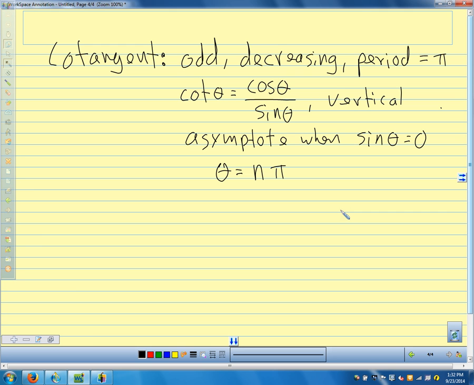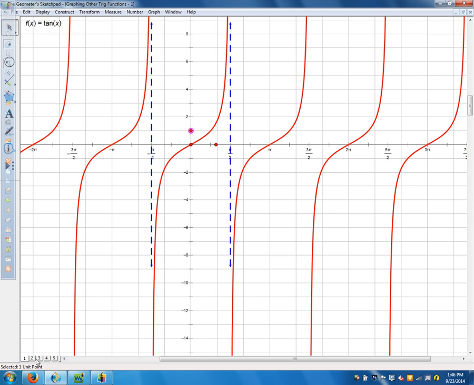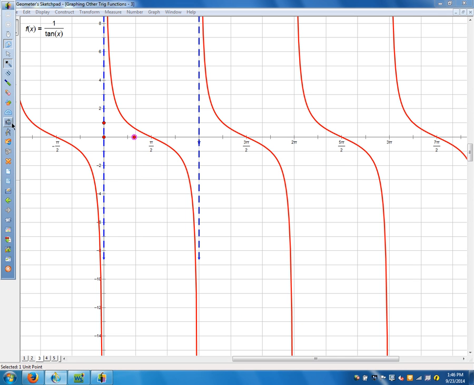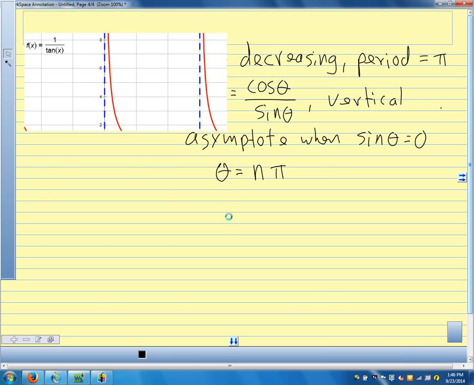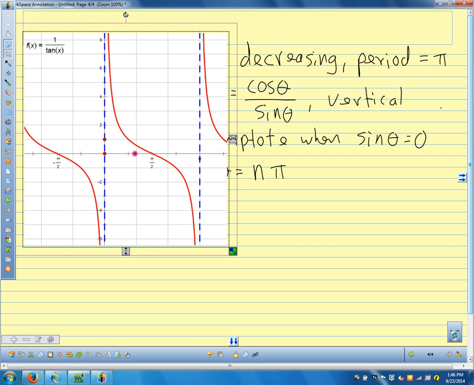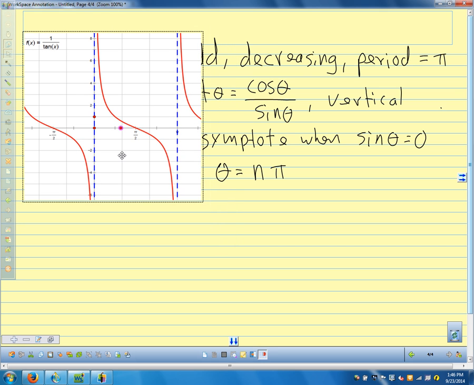So the big difference between tangent and cotangent is that cotangent is decreasing. So rather than going up from left to right, it goes down from left to right. And we get asymptotes at multiples of pi rather than these multiples of pi over 2. So let's look at a picture of our cotangent function. And this says 1 over tangent x because this program didn't have a cotangent function, so I had to do it as a reciprocal of a tangent.